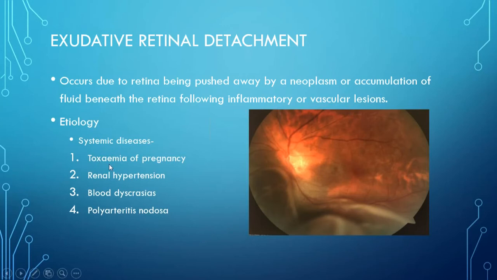One of the most important conditions is toxemia of pregnancy, and even in acute hypertensive crisis also we see a similar picture of exudative retinal detachment when it is not controlled in the proper stages. Then even renal hypertension also will cause a similar condition, blood dyscrasias and polyarteritis nodosa. In all these vascular diseases, what happens is that the fluid leaks from the vessels, and that will result in exudation beneath the neurosensory retina, and hence it will cause retinal detachment.